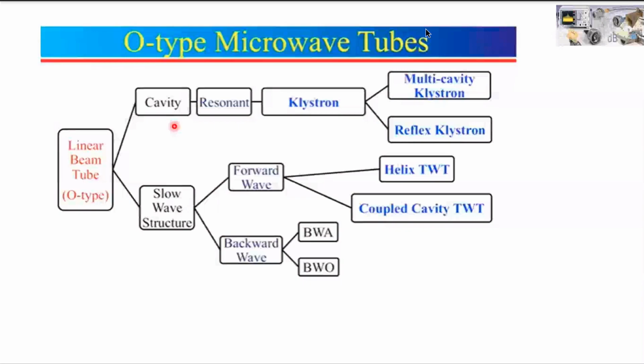So cavity type structures are the resonant structures. Please make a note of this. Anyhow, the lecture is getting recorded, so you can listen later also. So cavity type structures are the resonant structures, and slow wave structures are non-resonant structures. Okay, so each one of these structures has some advantage and some disadvantage, which I will discuss after again covering these two structures.